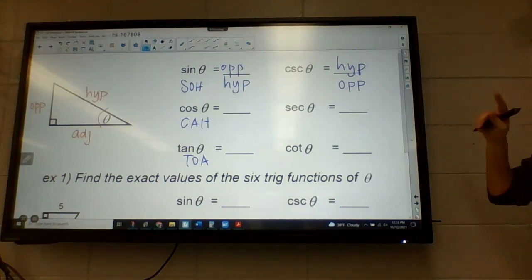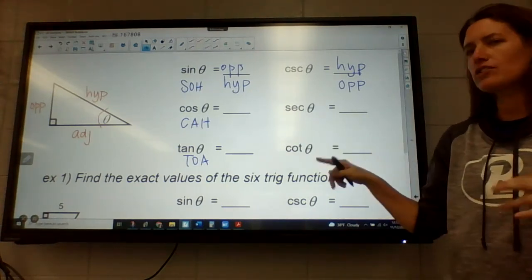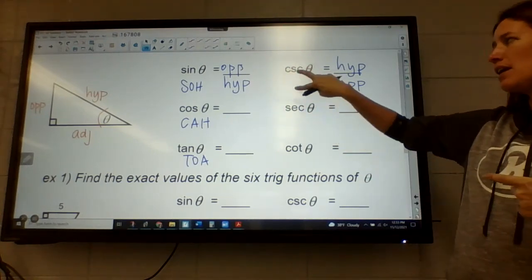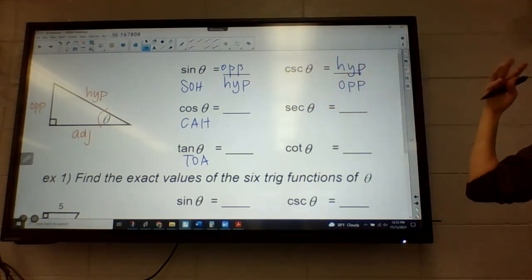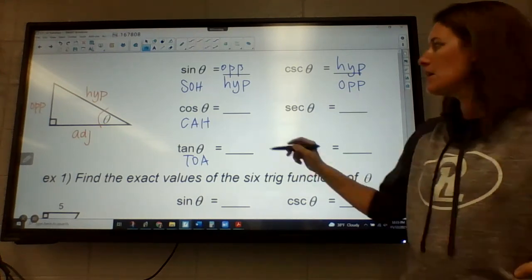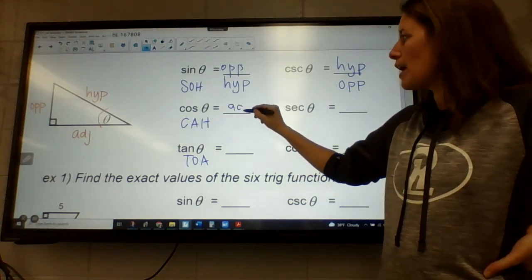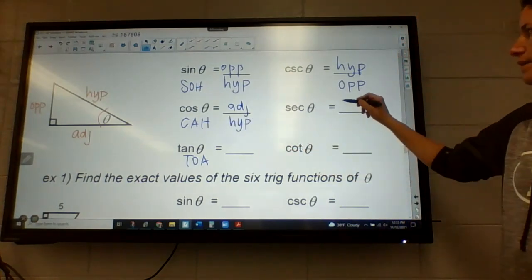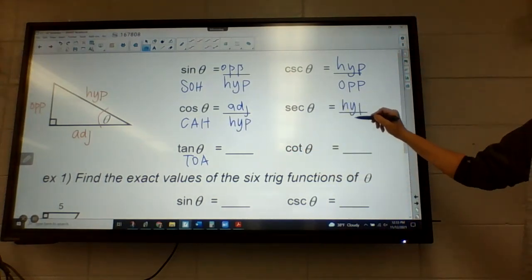The way I remember it, obviously tangent and cotangent sound alike, so those two go together. These ones, I always think about it flipping, so the front letters flip. That's kind of my way to remember the difference. So this one's adjacent over hypotenuse. So then this one would be hypotenuse over adjacent.